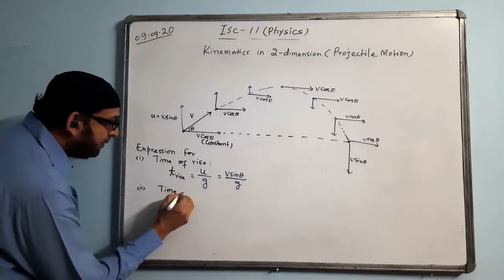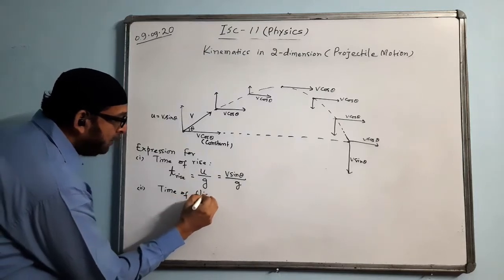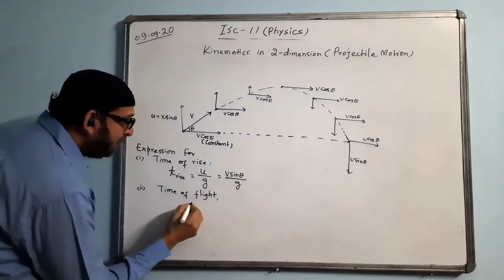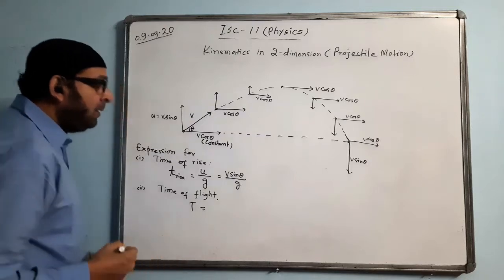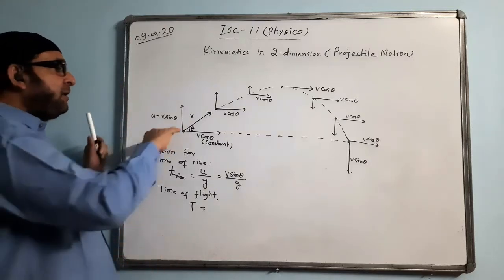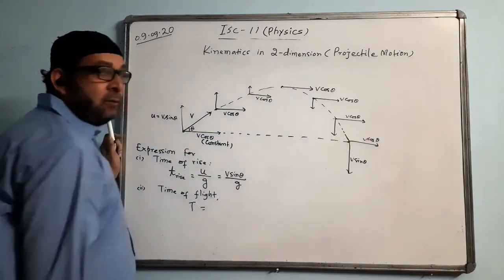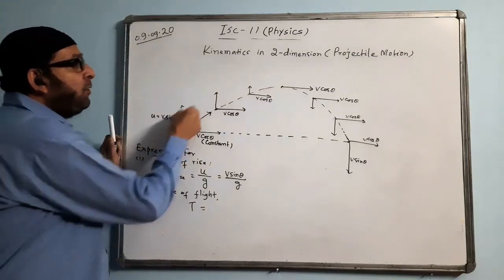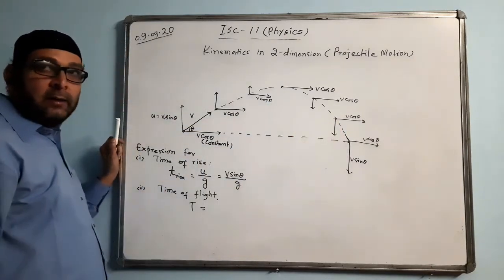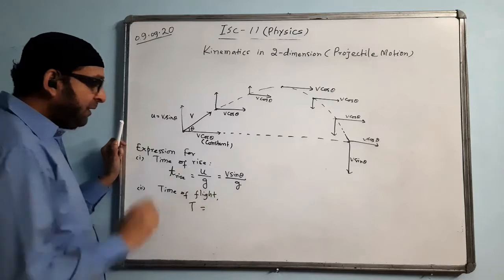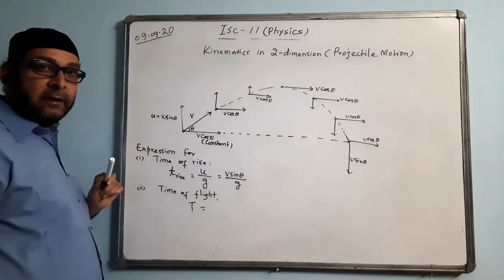Now, the second thing we find is time of flight. Time of flight, that we denote by capital T. What is the meaning of time of flight? Time of flight is the time of going up and coming down together. From the ground it is going up and returning back to the ground. That time is called time of flight, and that we denote by capital T.